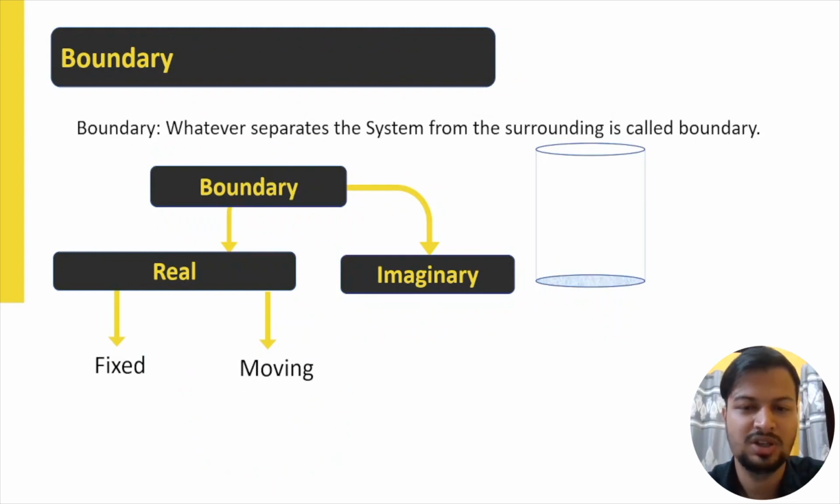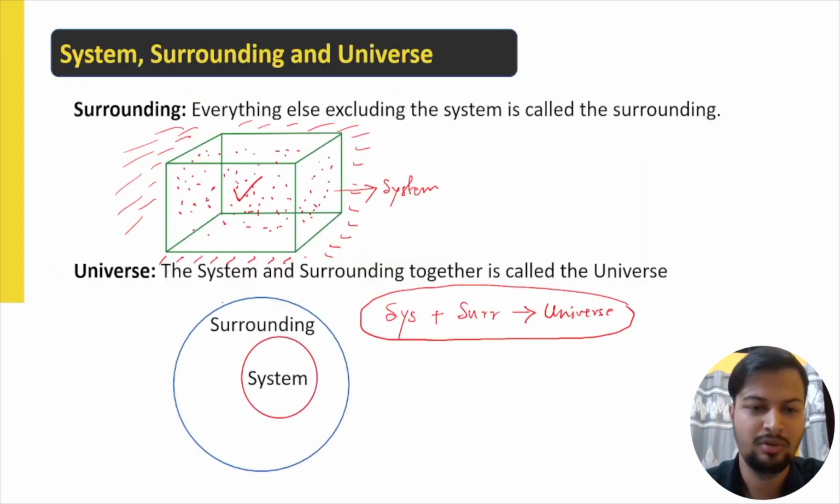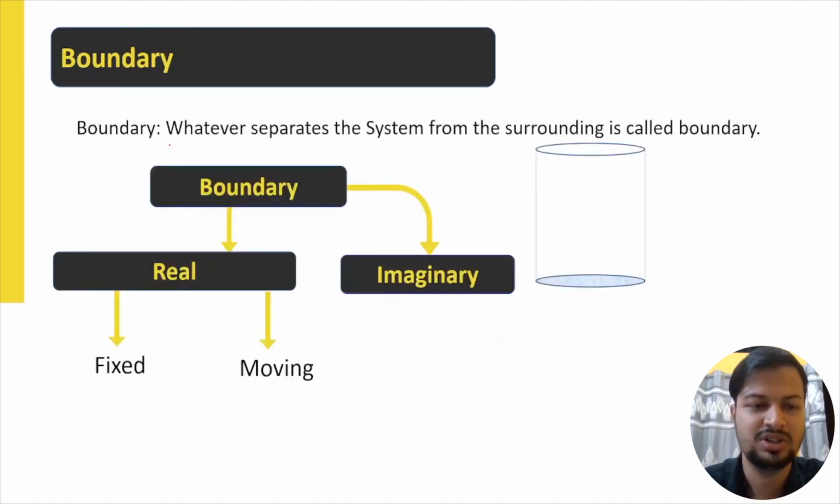Now let's understand what a boundary is. The boundary is the thing which separates the system and the surrounding. If we move to our previous slide, in this case this box is acting as the boundary. The walls of this box are acting as the boundary between the system and the surrounding. So anything which separates the system and the surrounding is called the boundary. The boundary can be divided into two parts: real and imaginary.